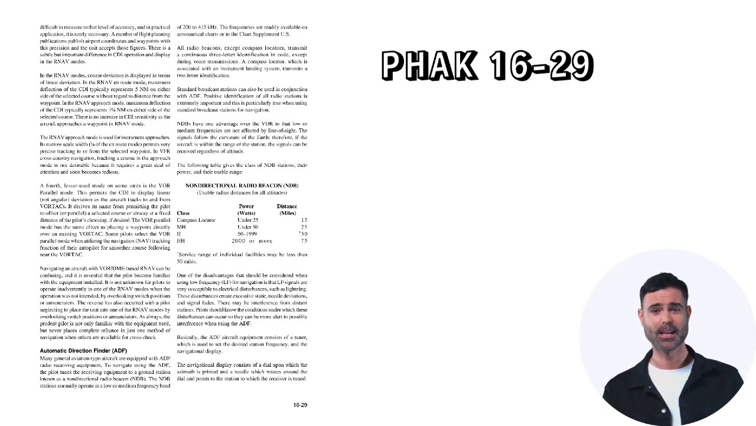Non-directional radio beacon (NDB) usable radius distances for all altitudes. Class, power (watts), distance (miles): compass locator, under 25 watts, 15 miles; MH, under 50 watts, 25 miles; H, 50 to 1,999 watts, 50 miles; HH, 2,000 watts or more, 75 miles. Service range of individual facilities may be less than 50 miles.